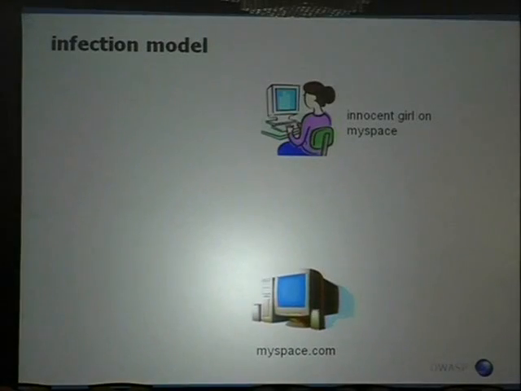Okay, so the infection model for a cross-site scripting worm is actually different from what you think it is. So there's the poor innocent girl on MySpace. She makes a request to MySpace. She looks at Sammy's infected profile. She gets a response.